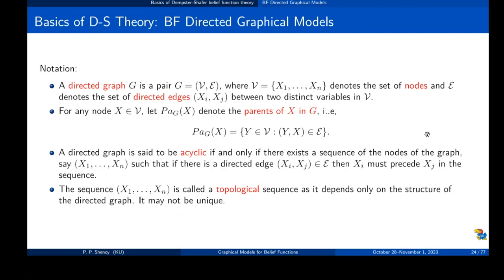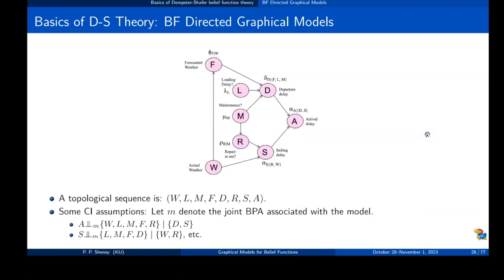So a directed graph is said to be acyclic. We need the graph to be acyclic in the sense that if and only if there exists a sequence of nodes in the graph, x1 to xn, such that if there's a directed edge (xi, xj) in E, then xi must precede xj in the sequence. This sequence is called a topological sequence, and it depends only on the topology of the graph. It doesn't depend on anything else. And this sequence may not be unique. I'll do an example.